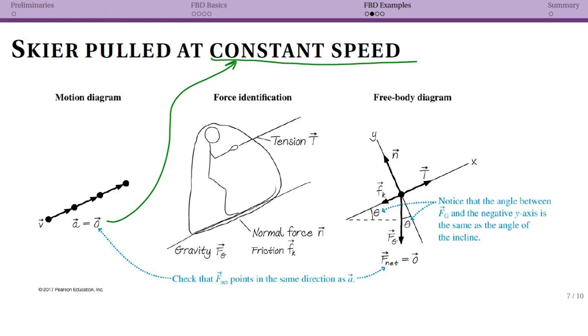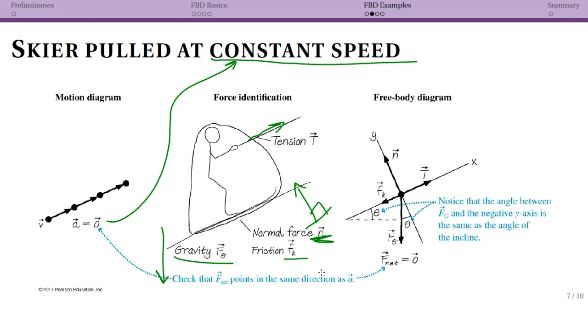We have a person on skis on a slope and a rope, and we identify our forces. So we have a tension from the rope, which must act in the direction of the rope. We have gravity, which is down, because gravity is always down. We have the normal force, which the book uses that notation, which is fine. The normal force must always point perpendicular to the surface. And then we have a kinetic friction force.